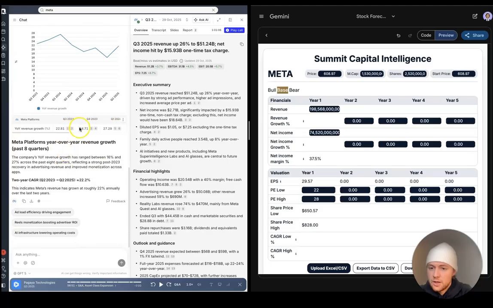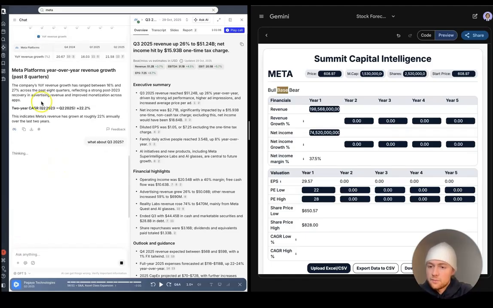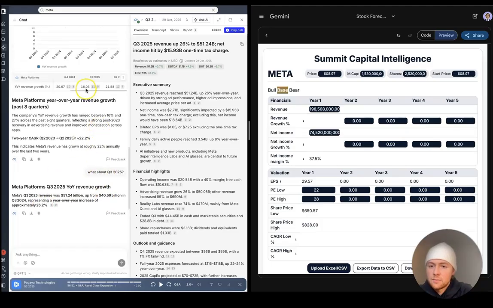Okay, 22.8, 24, 27, 22, 18, 20, 16, 21. Oh, it doesn't have 22. What about Q3 2025? So over the last 2 years, 22.2%. This was 26%. So as of this year, we've gone from 16% to 21.5% to 26%. So we're clearly on an acceleration of revenue growth. I would love to see a 30% number this quarter.